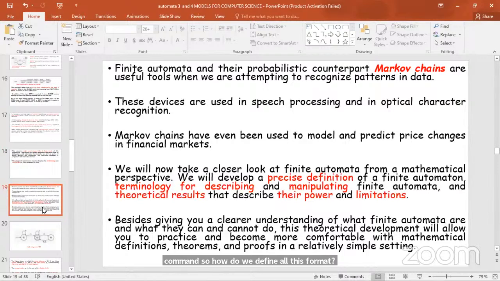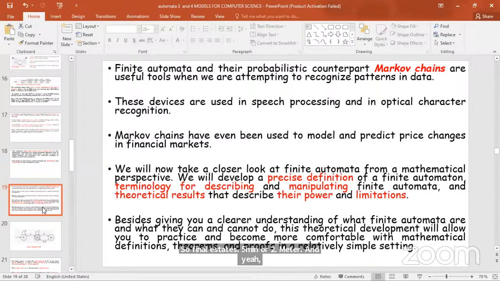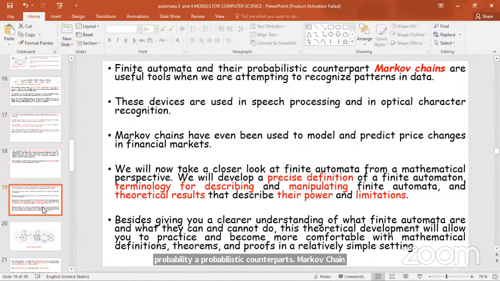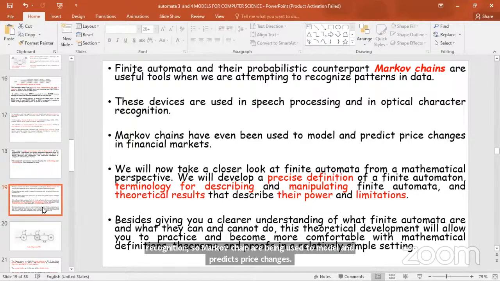Finite automata and their probabilistic counterparts, Markov chains, are useful tools when we are attempting to recognize patterns in data. Those devices are used in speech processing and in optical character recognition. Markov chains have also been used to model and predict price changes in financial markets.